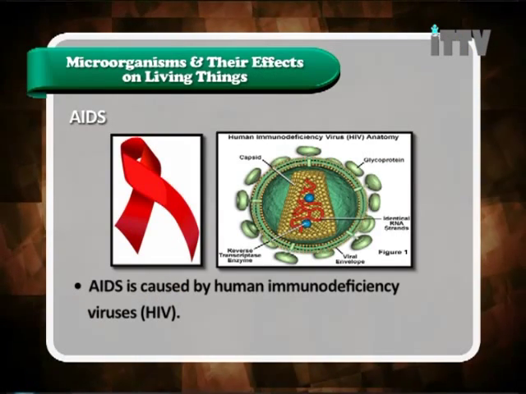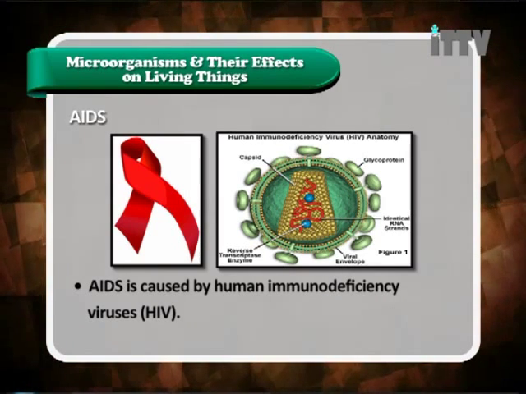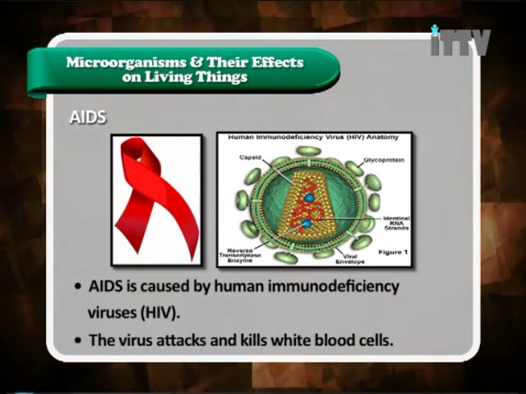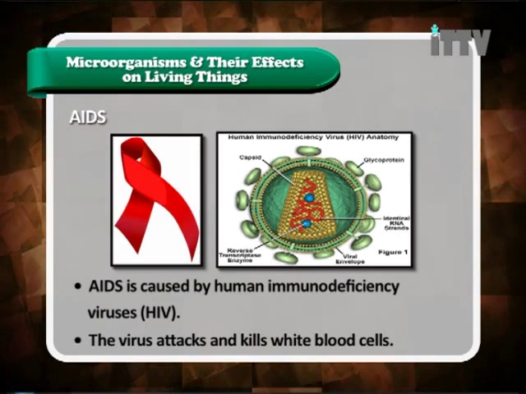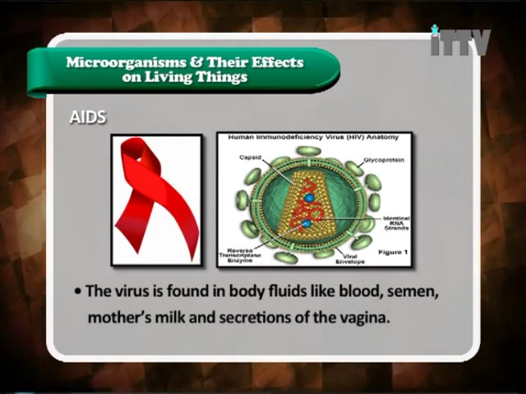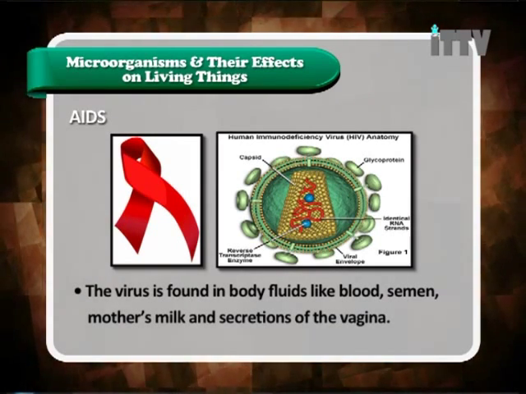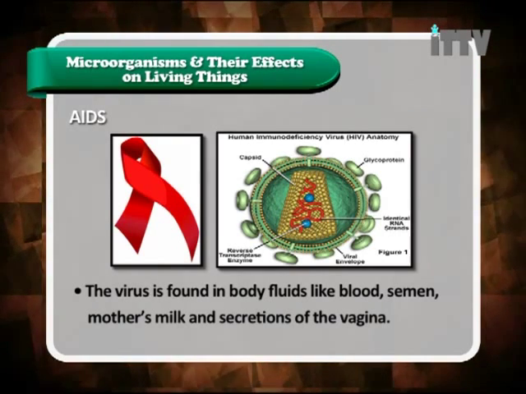Now let's move on to HIV. That stands for Human Immunodeficiency Virus. AIDS is caused by Human Immunodeficiency Virus, HIV. The virus attacks and kills white blood cells. The virus is found in body fluids like blood, semen, mother's milk and secretions of the vagina.